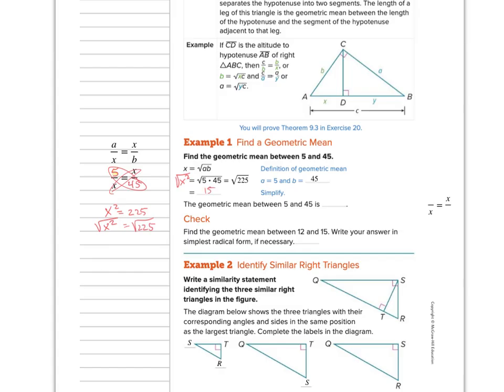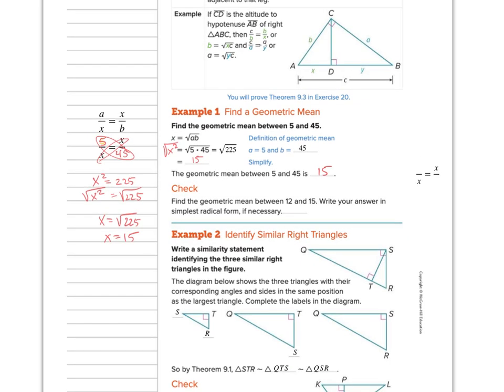Okay, 15 times 15 is 225. So there you go. So the geometric mean turns out to be that x is going to be equal to the square root of 225. So x is equal to 15. There you go. That's my geometric mean.